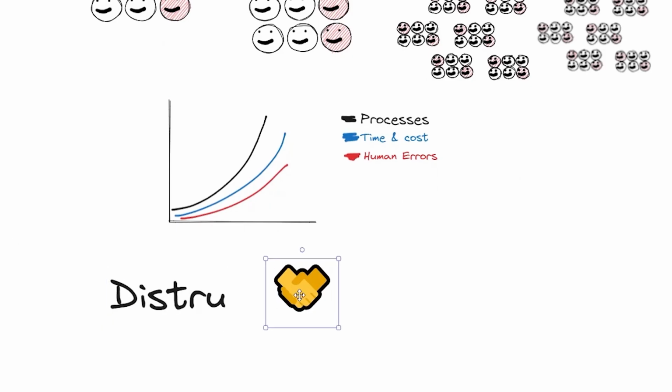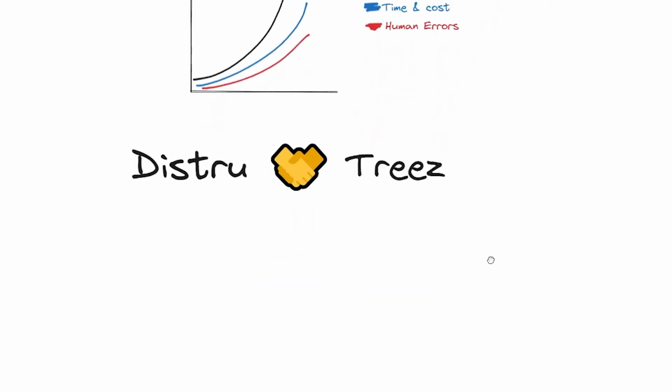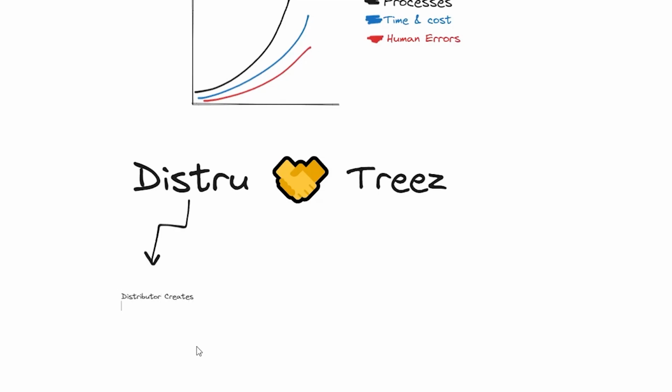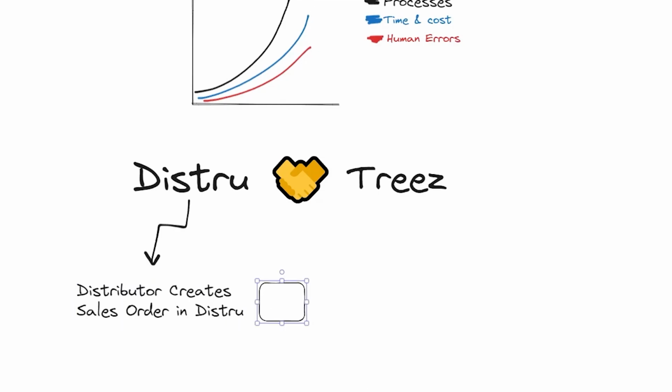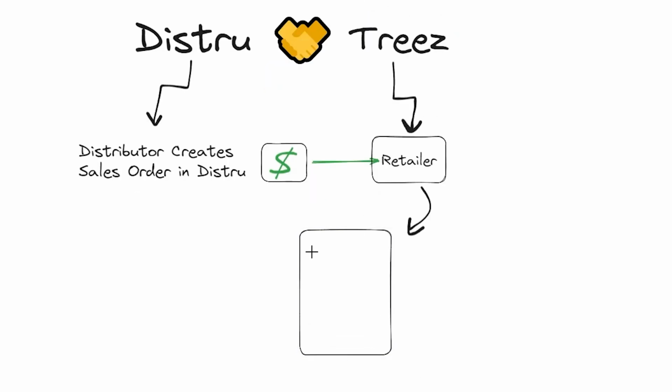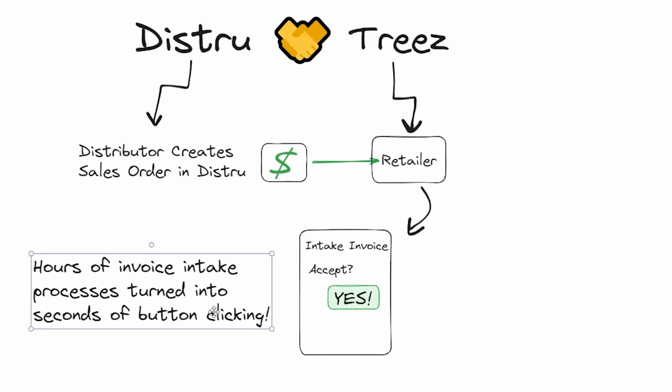Thankfully, we've built the Distru Treez integration to tackle this problem head on. With our integration, your distributor can create a sales order in Distru and have it automatically populate in your retailer's Treez system as an intake invoice. All they have to do to complete the intake process from there is accept the invoice. That's hours of invoice intake processes turned into seconds of button clicking with the added benefit of eliminating human errors.